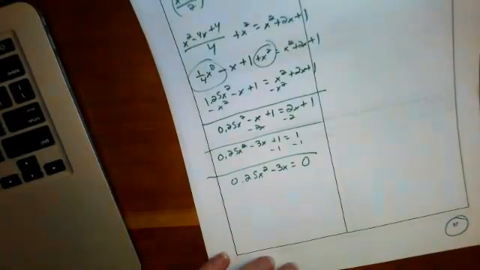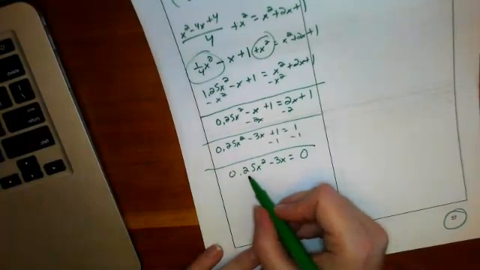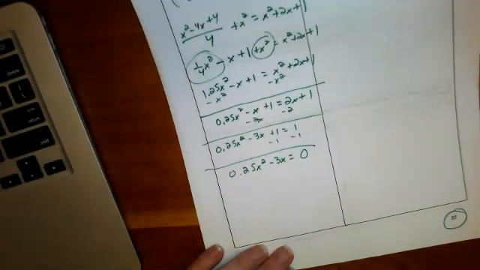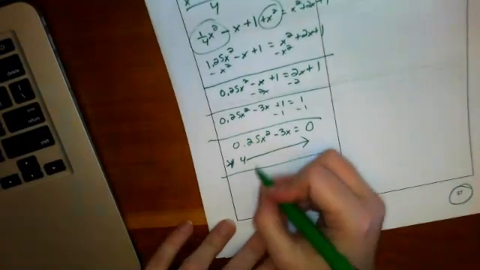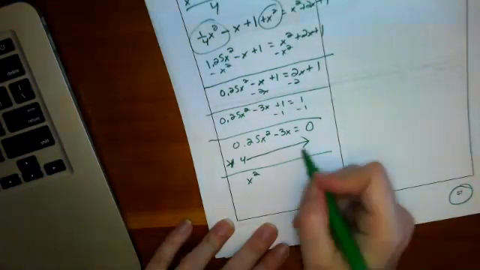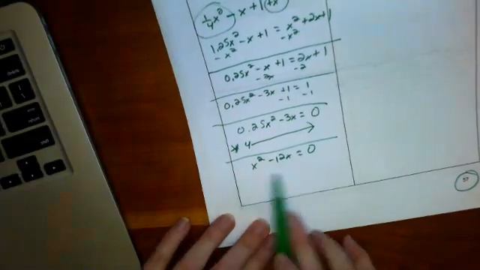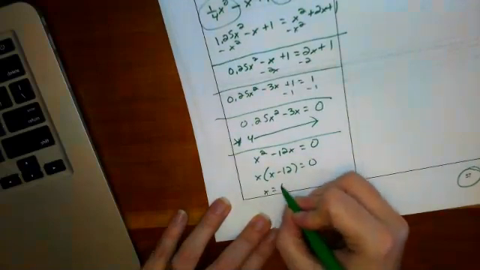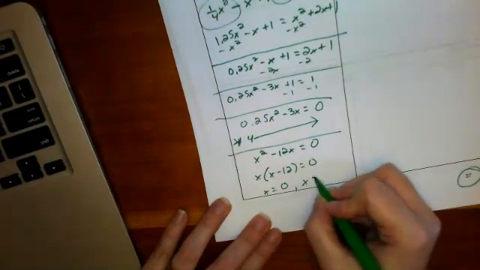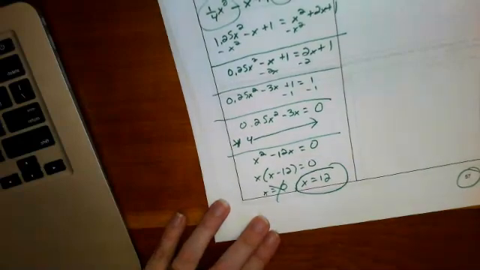Now, I don't know about you, but I definitely do not want to deal with a decimal. So if you think about it, what can you multiply 0.25 by to get it to be a whole number? That would be 4. And if you do it to one term, you have to do it to everything. That's going to give me 1x squared, or x squared. That's going to give me minus 12x, and that stays 0. Now you can see that you can factor out an x, and x equals 0, or x equals 12. That's extraneous. So my answer is x equals 12.